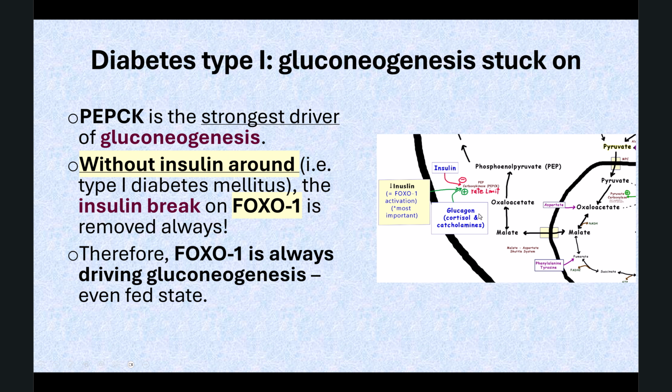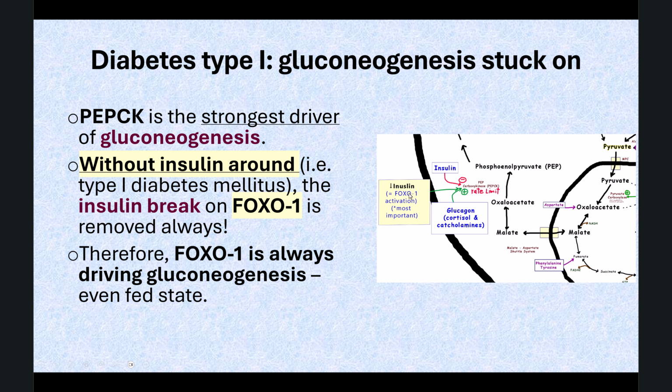Glucagon, the cortisol, and the catecholamines can also drive this enzyme a little bit, but we'll talk a little bit more about it in a bit. But that's it. Without insulin around, the insulin brake on FOXO1 is removed. Insulin is the one who has its foot on FOXO1 and says, you just don't work right now. It keeps it from working. When insulin goes away, it wakes up and it works.